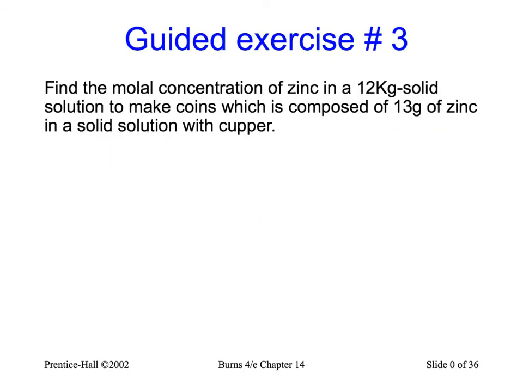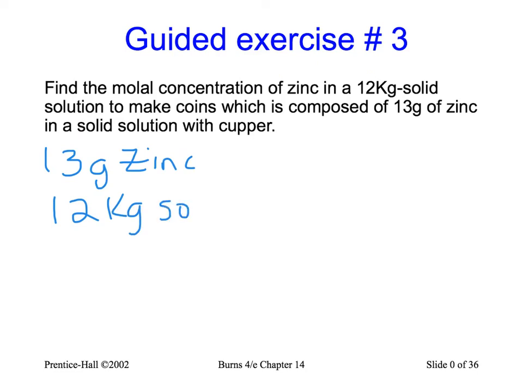Let's do this molality exercise together. It says, find the molal concentration of zinc in a 12 kilogram solid solution to make coins, which is composed of 13 grams of zinc in a solid solution with copper. What does it mean? Given 13 grams of zinc, this is the solute, right? Given 12 kilograms of the solution, this is the total weight of the solution. I need to find molality.